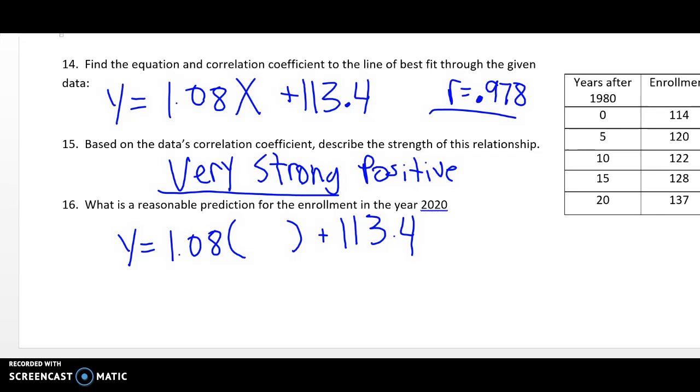Number 16, what is a reasonable prediction for the enrollment in the year 2020? This is 40 years.